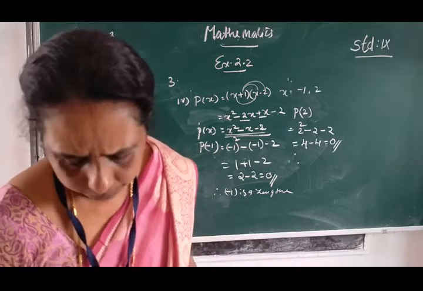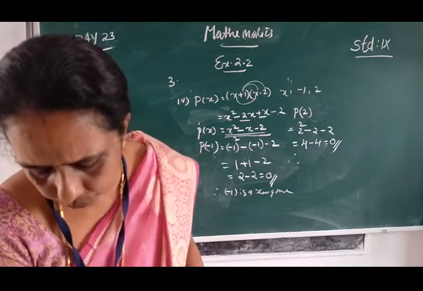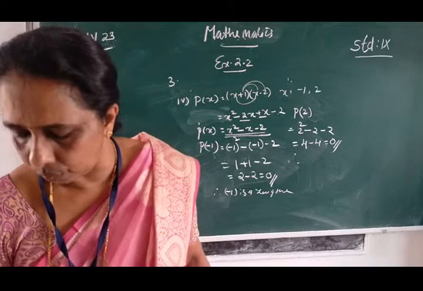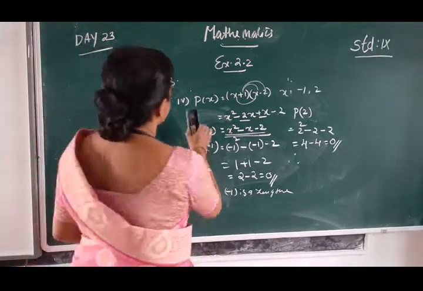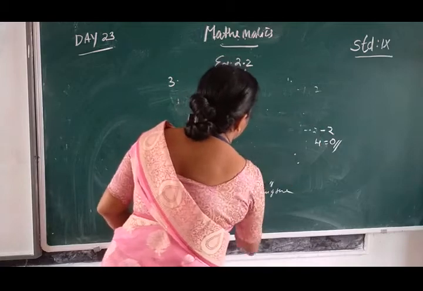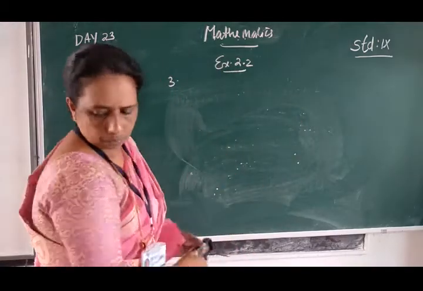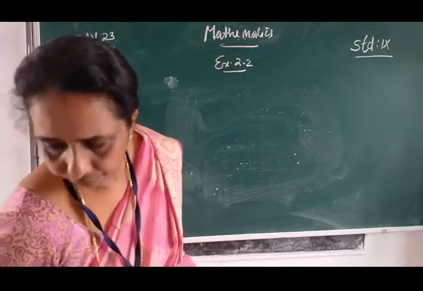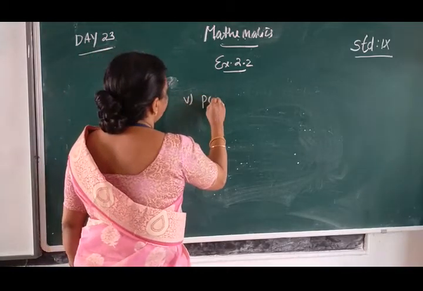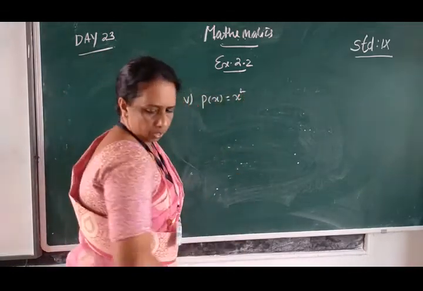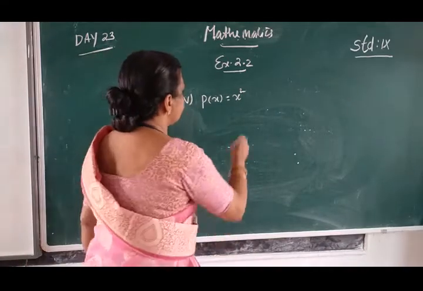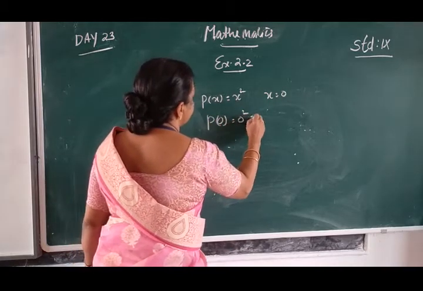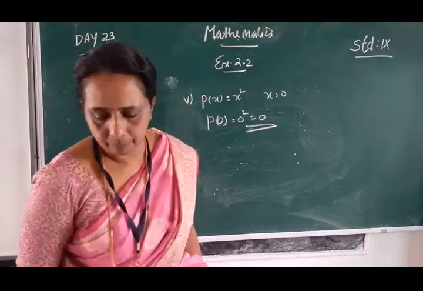Then the next question is p of x is equal to x square. That you will do as homework. Very easy problem. Question number 5: p of x is equal to x square, when given that x is equal to 0. That is p of 0 is equal to 0, therefore 0 is the zero of the given polynomial.